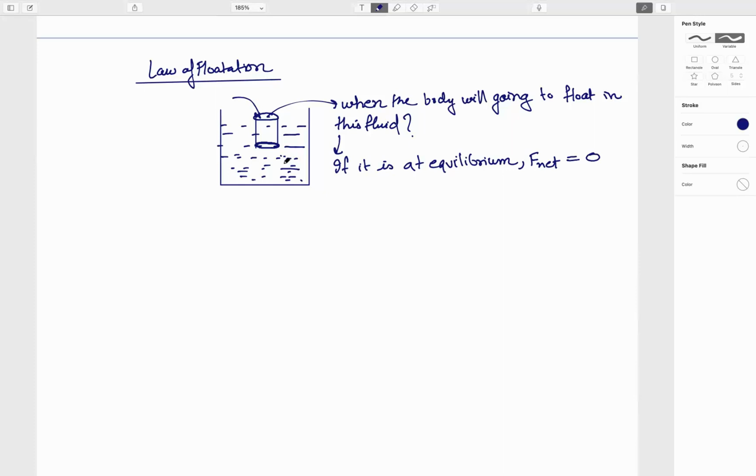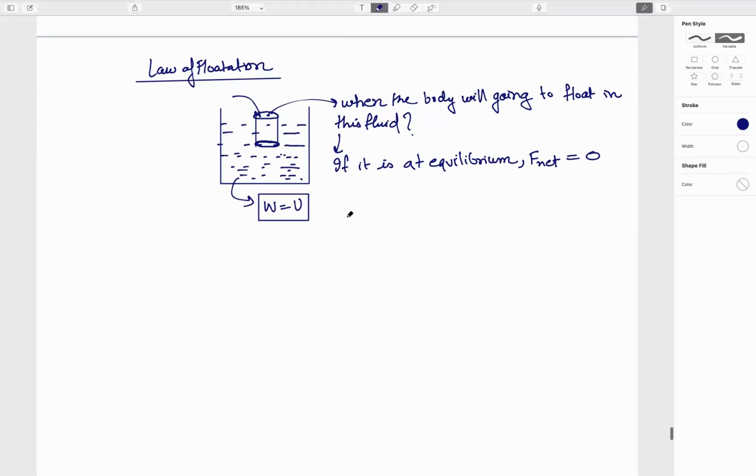In a general case, like the case we are looking at now, the body will float if weight is equal to upthrust. That is the law of flotation. But if, let's say, you tie this with a spring, there are other forces. We need to balance out those forces to get the condition, whatever the question is. I will discuss those questions in coming slides.